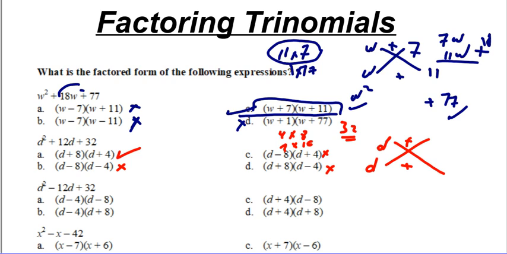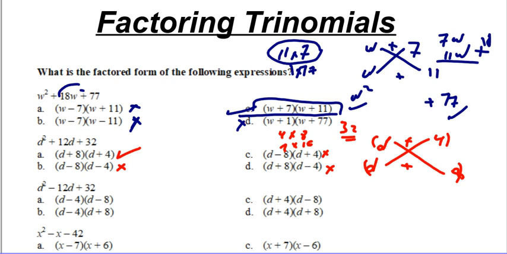4 plus 8 is 12, so I will write 4 and 8, sorry. 4 and 8. So D plus 4 and D plus 8. This is the first bracket. D plus 4 multiply D plus 8. So the answer will be A. A is correct answer.